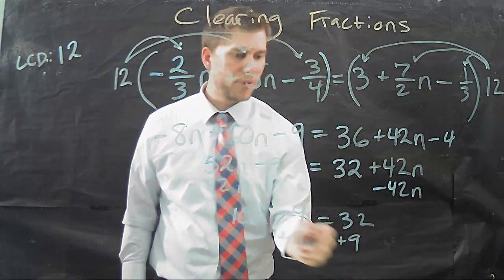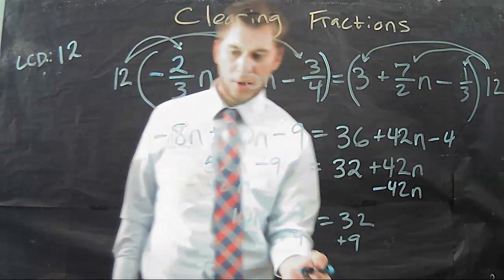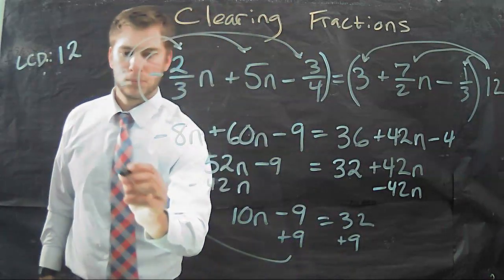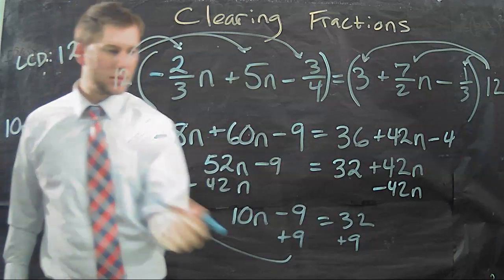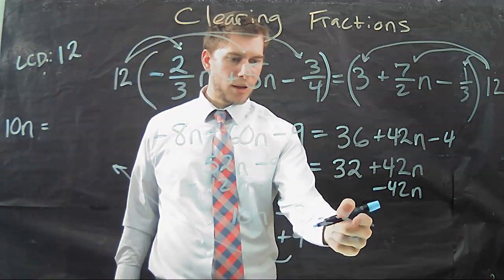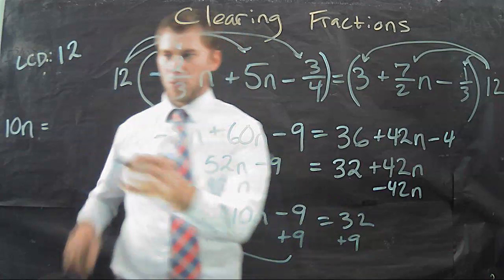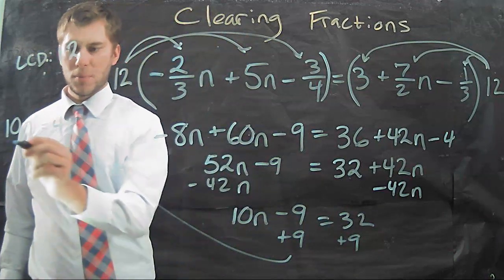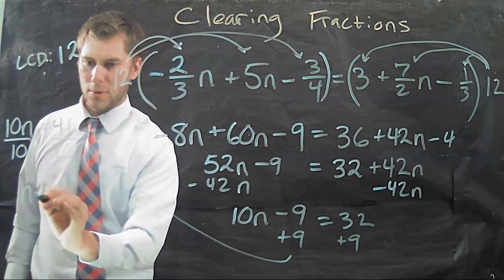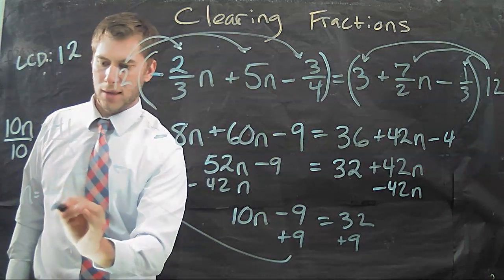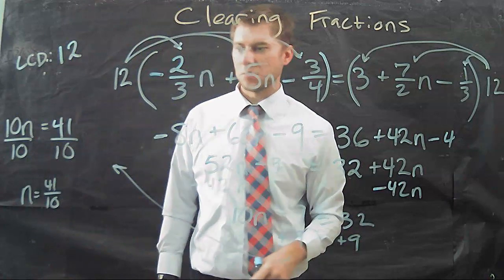All right, and I'm going to write my answer. Oh, I'm running out of room. I'm going to go over here. Okay, so I'm left with 10n equals, so over here the 9 went away, so 32 plus 9 is 41. And then I'm going to divide both sides by 10. Divide by 10. I'm left with n equals 41 over 10, or I guess that's 4.1 if I want to try it in decimal form.